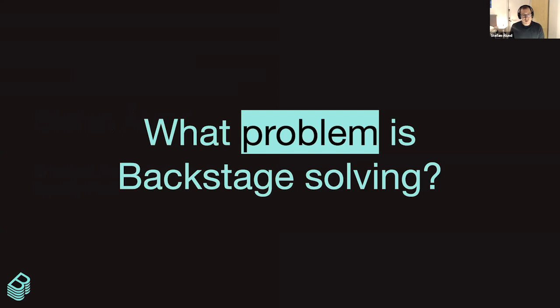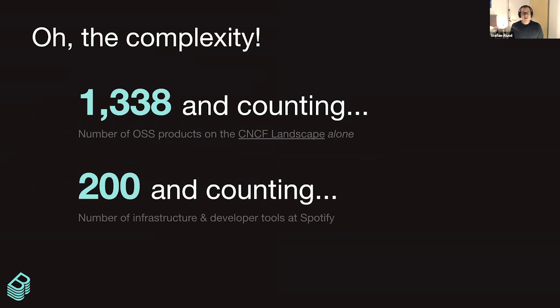The first question I think is important to ask is, what problem is Backstage trying to solve? Essentially, the infrastructure open source landscape is just getting bigger and bigger. CNCF, the Cloud Native Computing Foundation, has almost 1500 projects, and we have definitely built our share of projects and internal tools at Spotify, over 200 of those actually. It's fantastic that we have all these technologies, but there's also a downside to this.